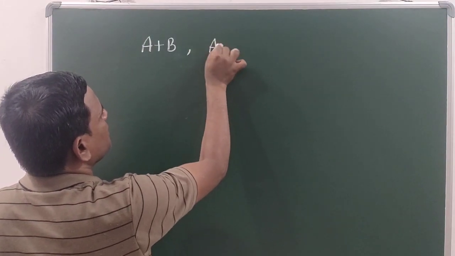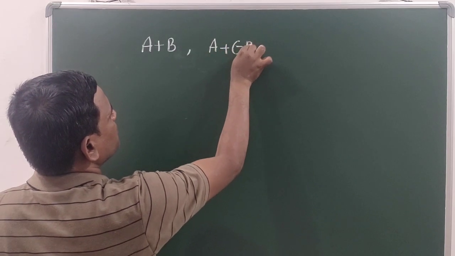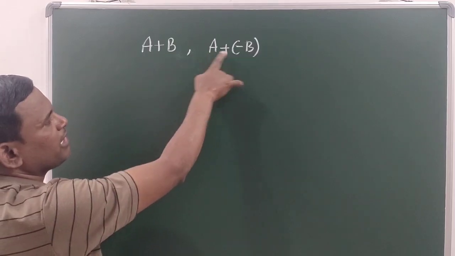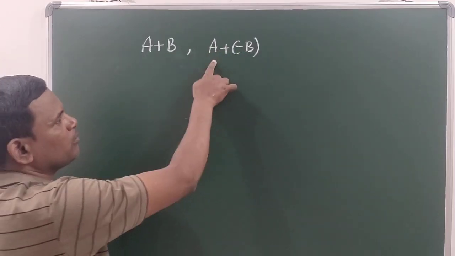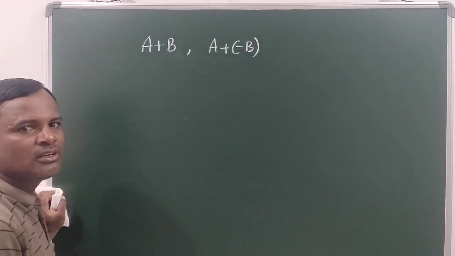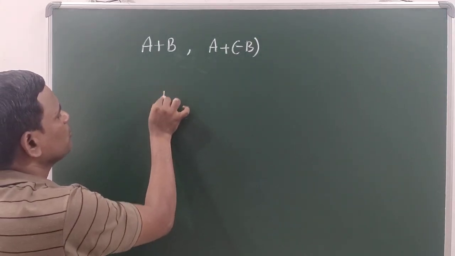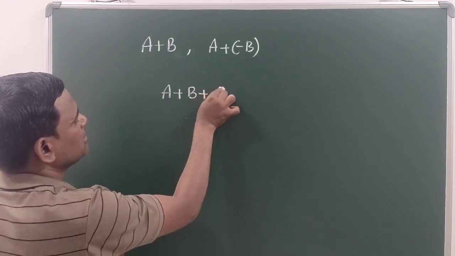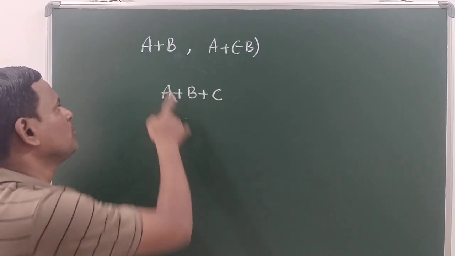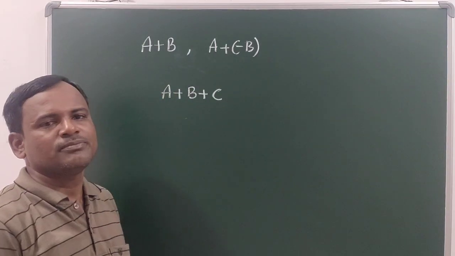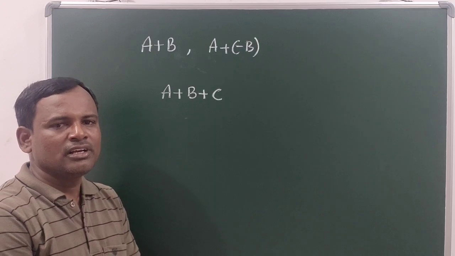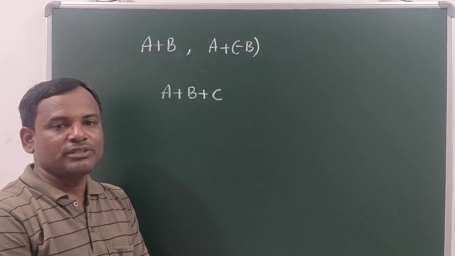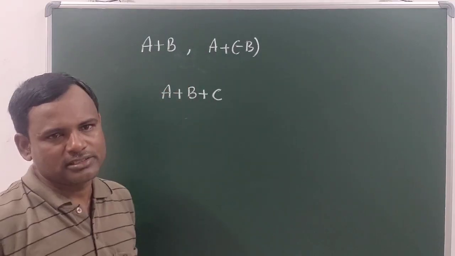And see, A plus or minus B, this is also one compound angle because A is one angle, minus B is one angle, then whose sum is known as compound angle. Suppose if you consider three angles, A plus B plus C, so this kind of angles are known as compound angles. Now I am going to define all these trigonometric ratios at these compound angles.